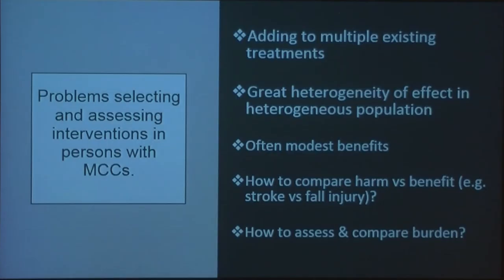And some of the questions that I think about when I think about testing an intervention, applying it to my patient, or reviewing the evidence, is, again, adding on to multiple existing treatments. And none of the studies ever really talk about that. When is the last time you saw a study that talked about how this adds this amount of burden to people who are already taking other medications?